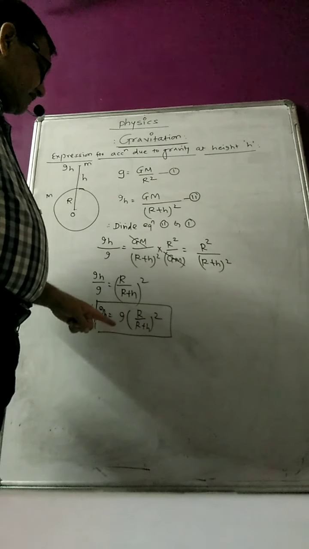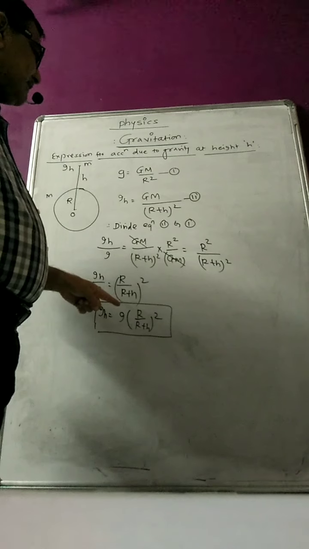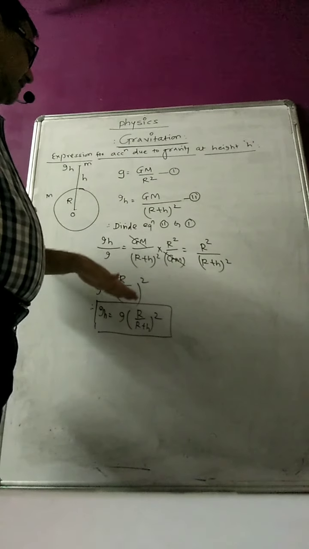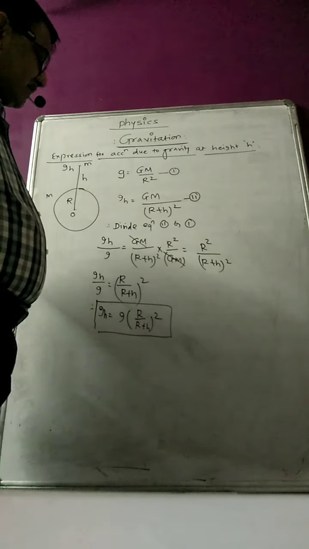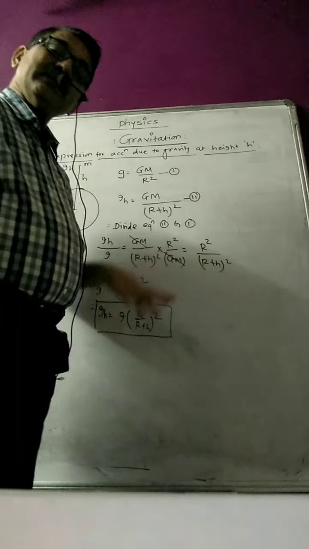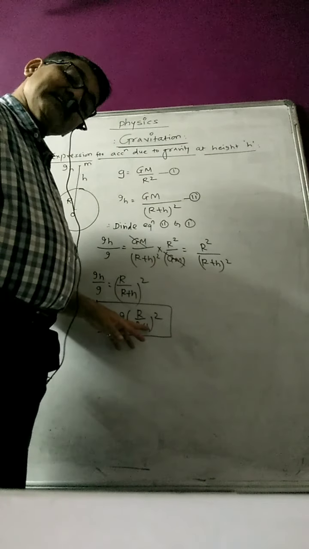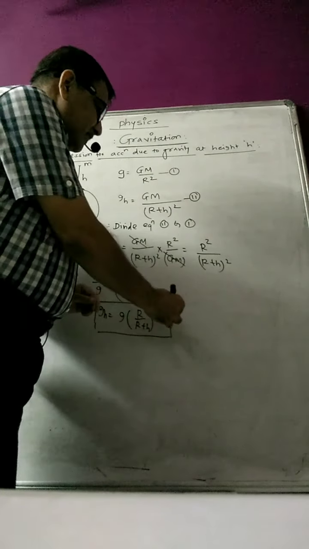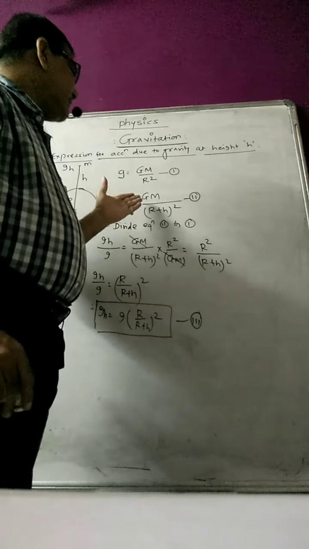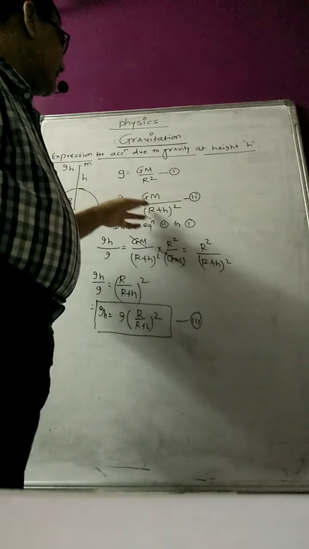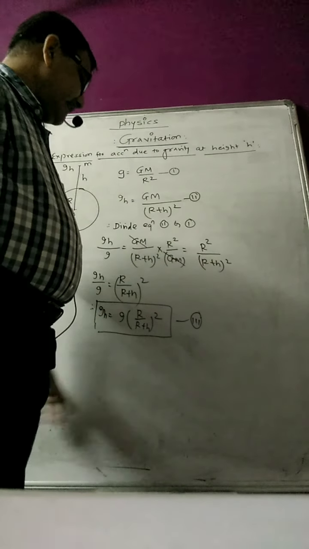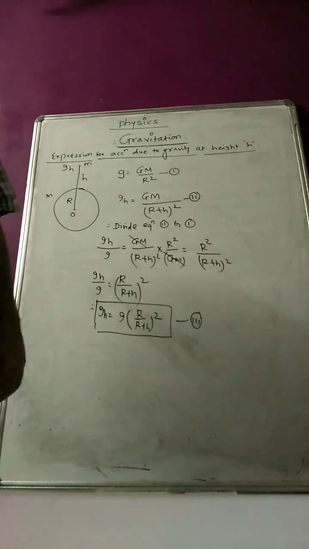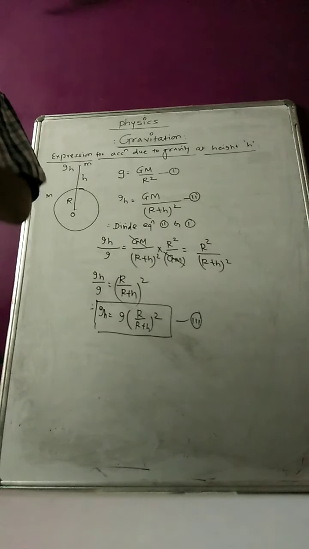So this expression, gm upon (r plus h) square divided by gm by r square, gives r square upon (r plus h) whole square. We can use this expression when the height above the surface of earth is comparable to r. This is the third relation, which you can use at a particular height if the height is comparable to the radius of the earth.